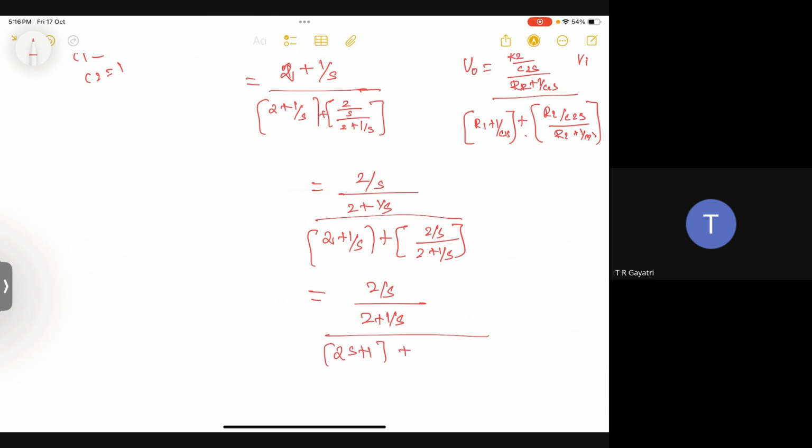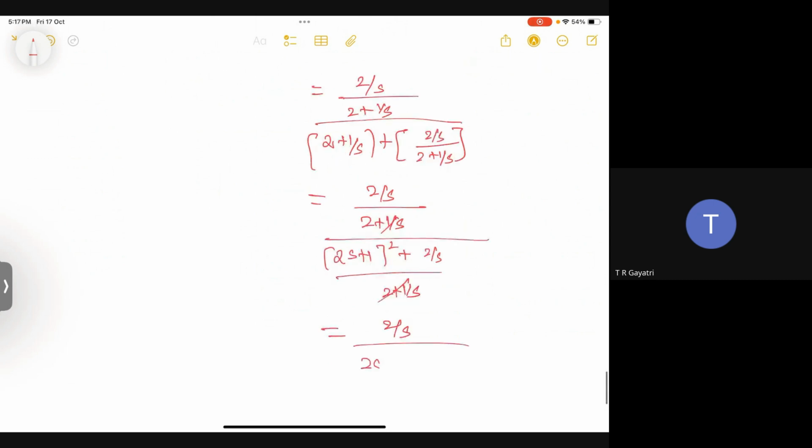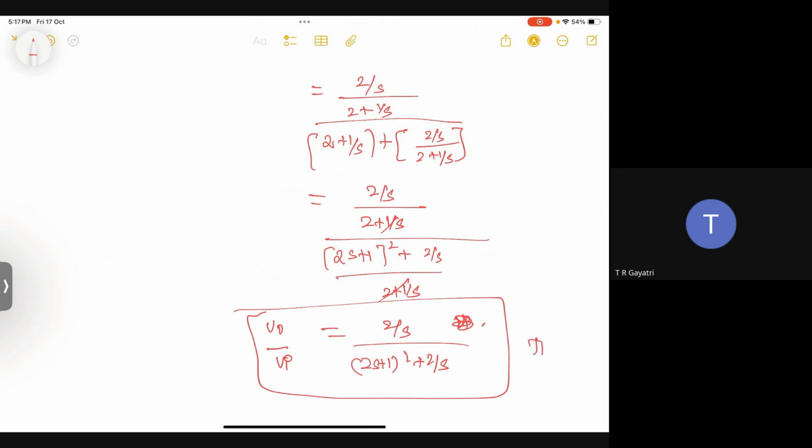plus, like that. So I can take this as a common denominator plus 2 by s by 2 plus 1 by s, right? So this and this will cancel. 2 by s divided by 2s plus 1 the whole square plus 2 by s. So this is the answer. Or you can write Vi here. That's the transfer function.